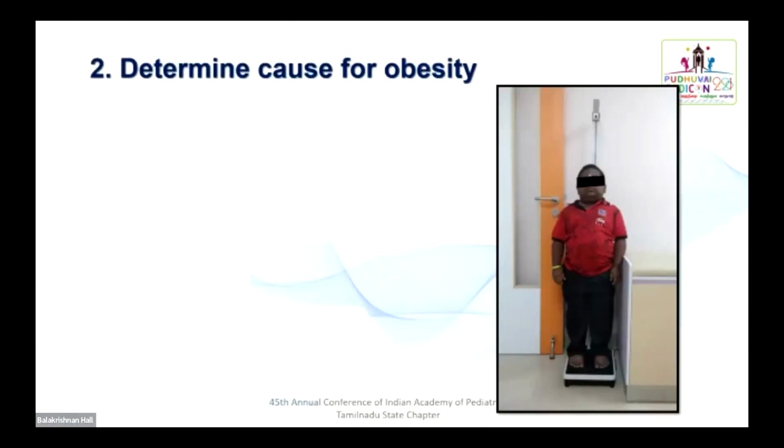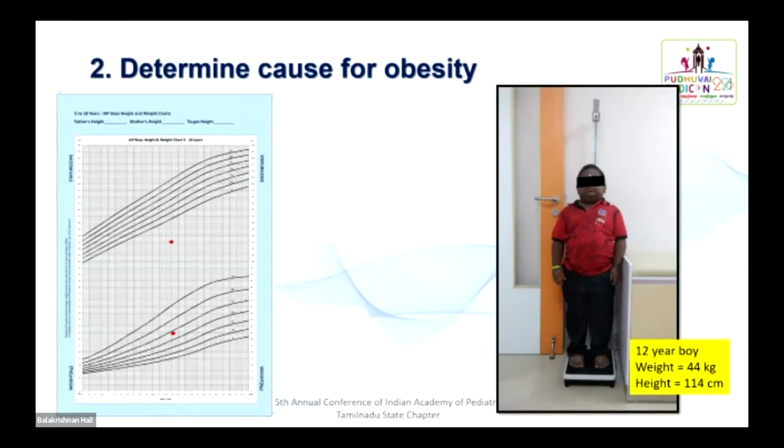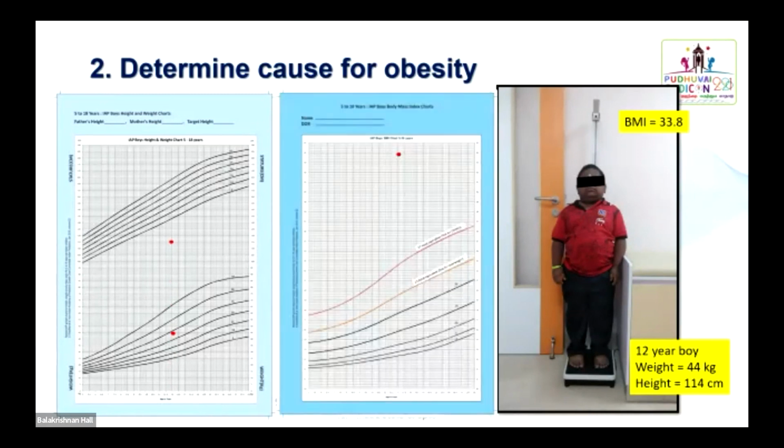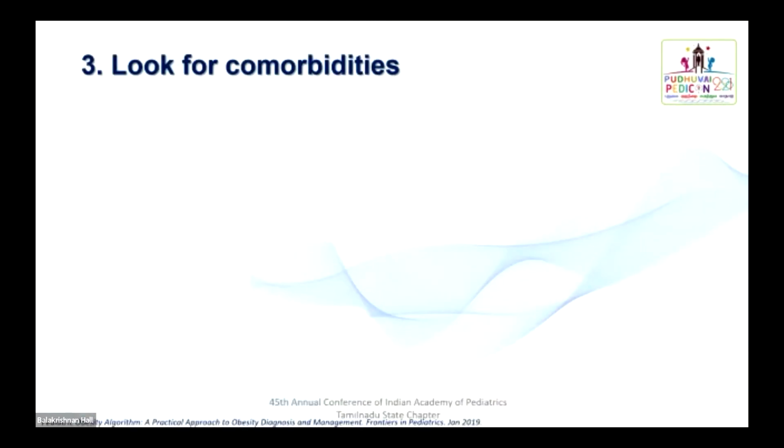So this child who's obese, see his weight is on the 75th centile. His height is way below the 3rd centile. His BMI is high there on top. But this child has obesity with short stature. This is an endocrine cause for obesity. He had acquired hypothyroidism. So just by plotting it on the growth chart, you can actually pick up what is the cause for obesity.